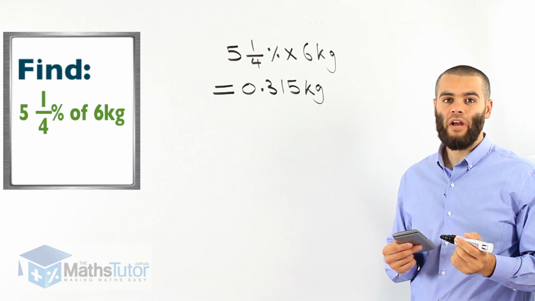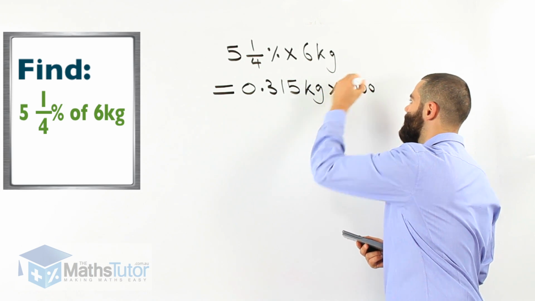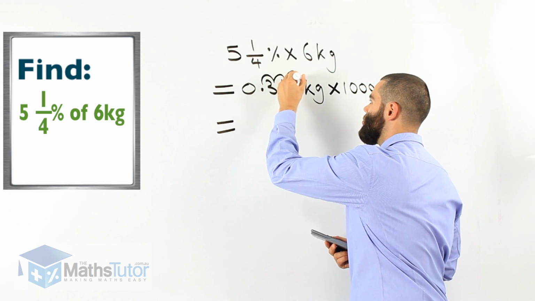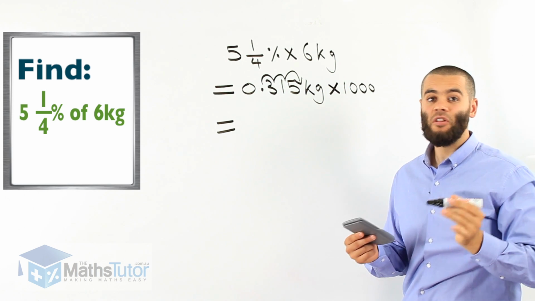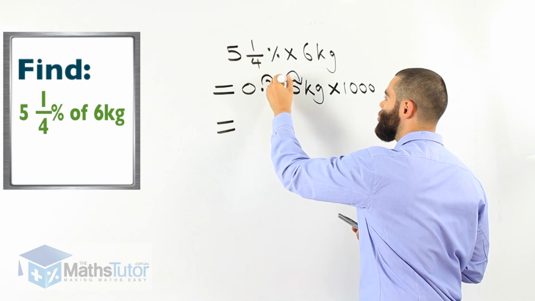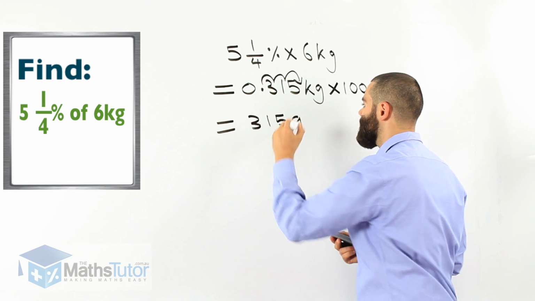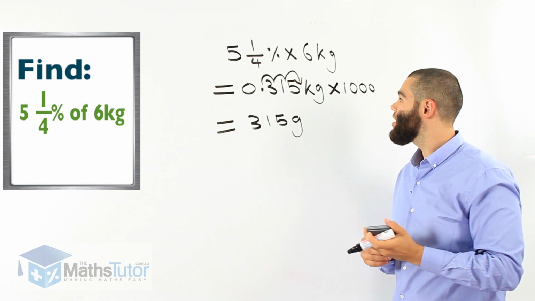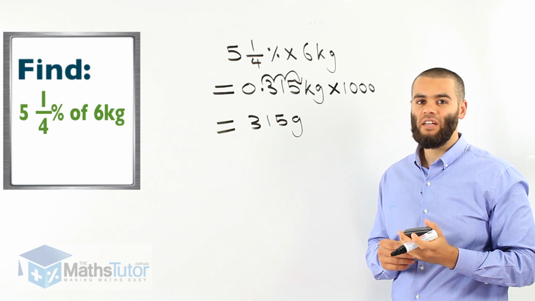We can write it as grams as well. We multiply by 1,000. Move 3 times, because we're multiplying by 1,000. We move 3 times to the right. 1, 2, 3, 315 grams. We can write it as 0.315 kilograms or 315 grams.